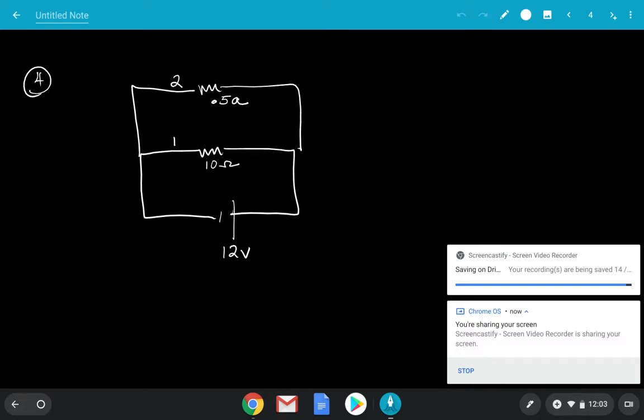Let's take a look at this last one here. We've got a parallel circuit. We've only got 2 resistors this time. We want to figure everything out again. All right, so first thing I'm going to do is actually use my voltage.